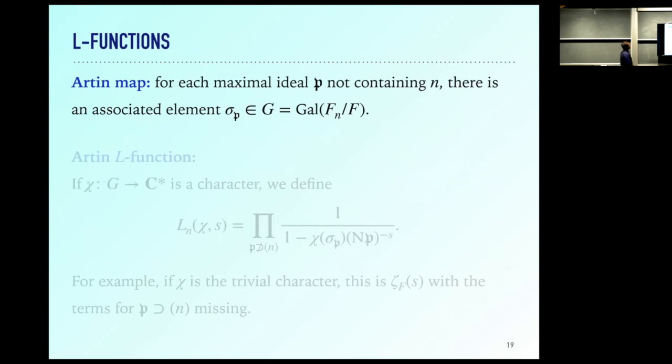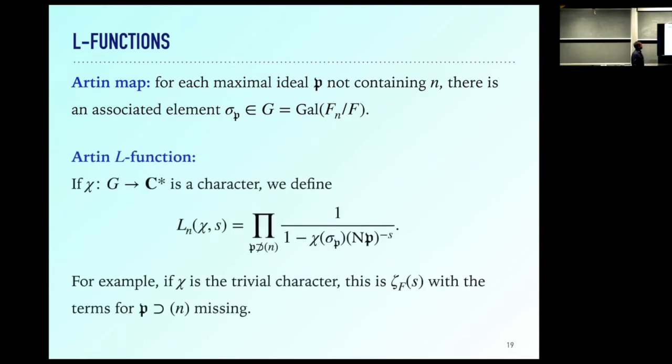So now let me talk about a generalization of these zeta functions called L functions. For this, I need to give you some piece of data that's undefined, which is called the Artin map. So there's a certain function, which I won't define, which to each maximal ideal P that doesn't contain N, there's a certain associated element called the Frobenius that's an element of the Galois group of Fn over F, this group that sort of is told to us what it is by class field theory.